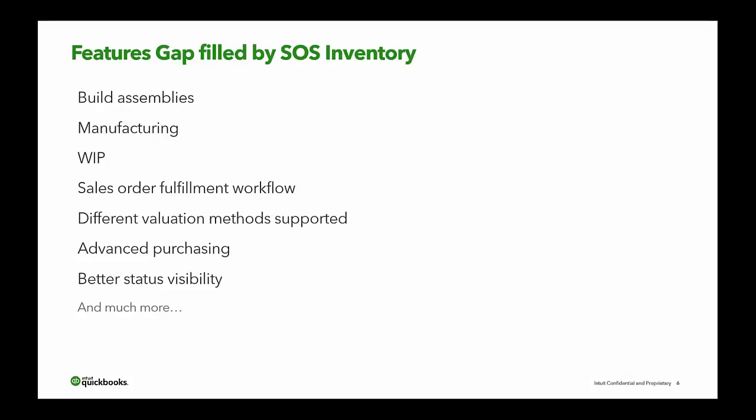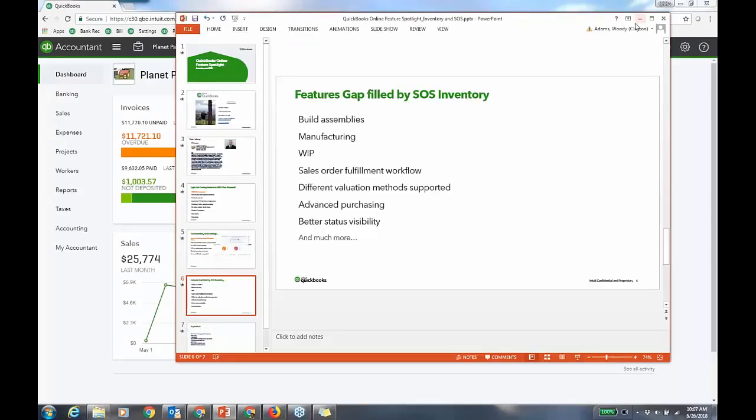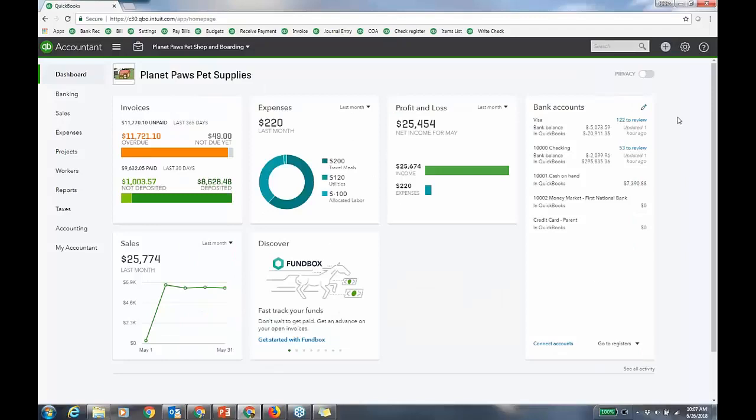Again, build assemblies. That's a major reason why people choose SOS, but there's also manufacturing and process, WIP, different valuation methods outside of just FIFO, like landed cost, standard cost, the real critical ones, I think, sales order fulfillment, and then several other things, advanced purchasing. And by that, I mean also better visibility of the stock status at a moment in time across multiple warehouses. So this is all in SOS's wheelhouse, okay? And that's what Dale's going to run through as well.